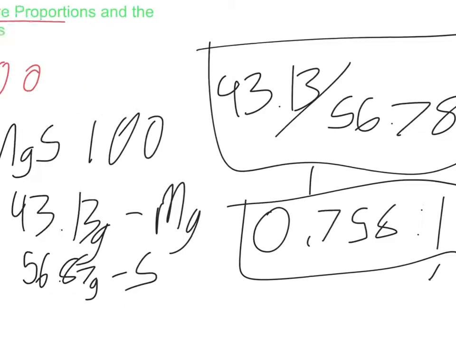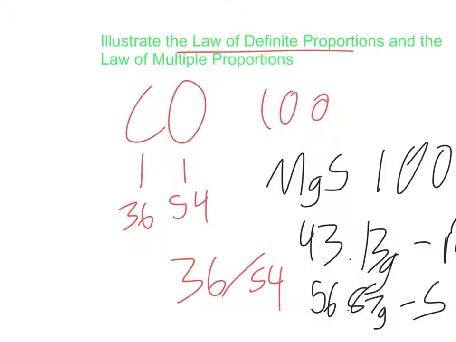Okay, so now we can go to the next one, the law of multiple proportions. Let's say the two elements are hydrogen and oxygen. Let's say it's H2O, that's water, and they can also make H2O2. So there are two different compounds that can be created with these two elements.